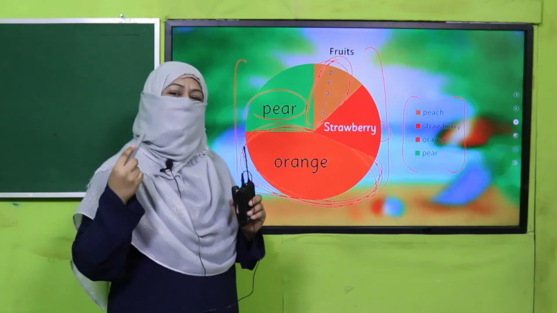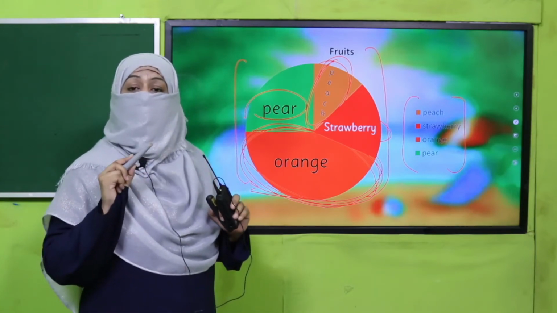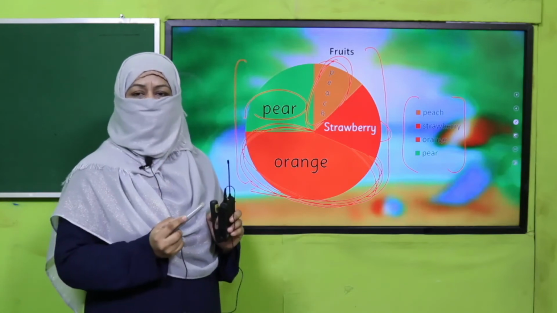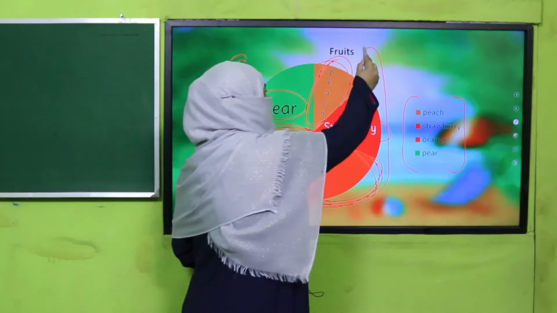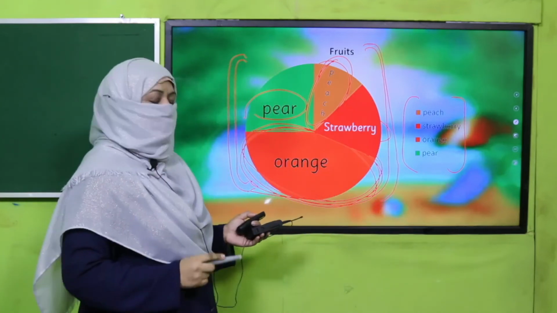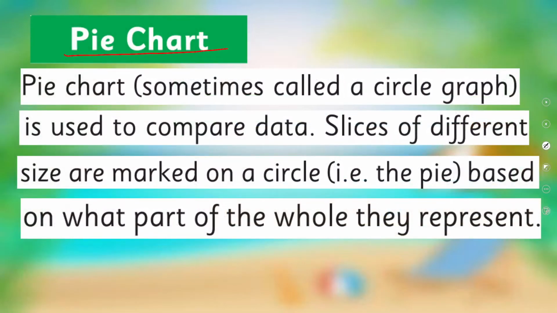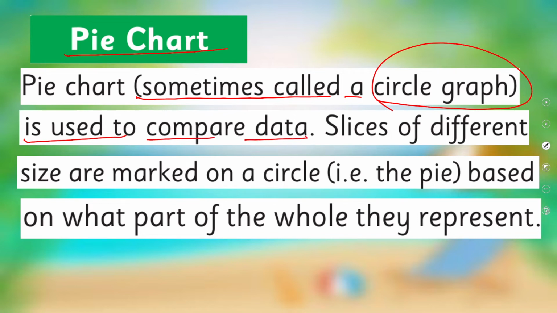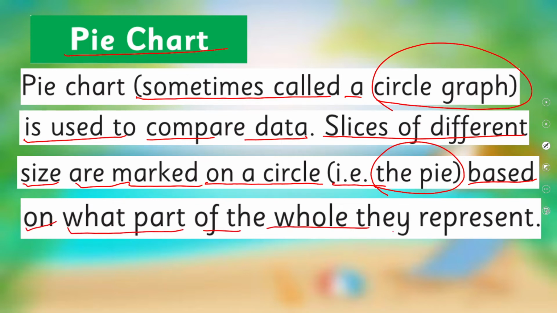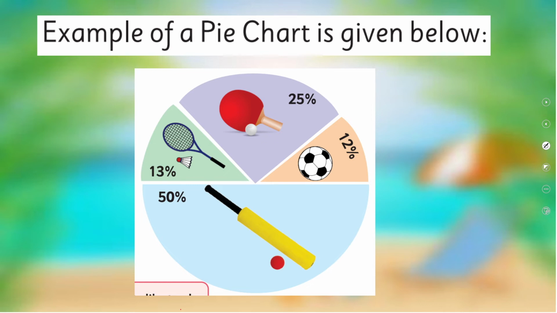How we make it, we learn in next grades, inshallah. But for now, we learn how to read by looking at this pie chart or pictograph. How do we read it, right? So are you clear with the concept? All right, let's see what your book says about pie chart. A pie chart, sometimes called a circle graph, is used to compare data. Slices of different sizes are marked on our circle, that is the pie, based on what part of the whole they represent. This is how we read it.